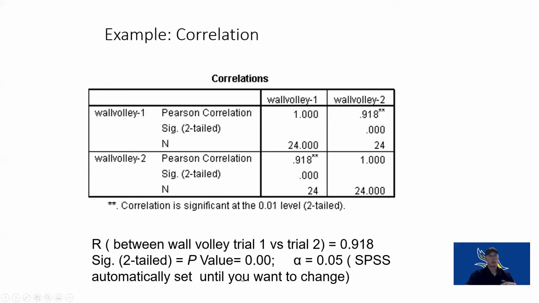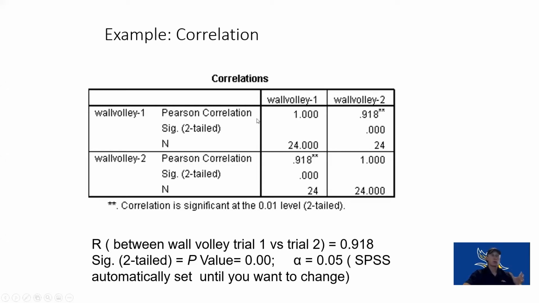SPSS will also automatically let us know by indicating a star next to those correlations. So that's another example of how we can read the correlations in SPSS, or the statistical software that we could use. You may come in contact with it later on in your education.